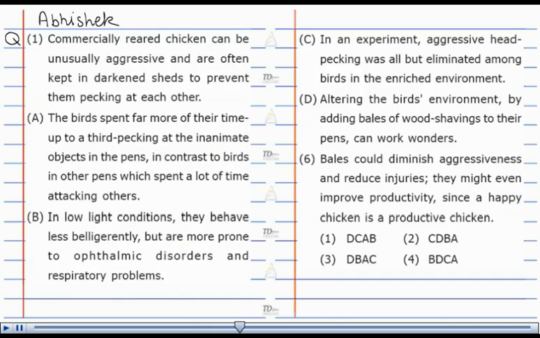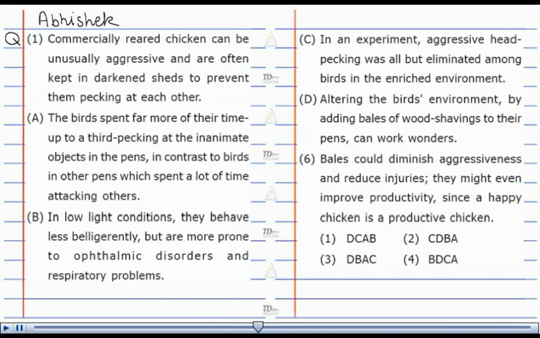Solution. On reading these sentences, the first link that we can obtain here is 1B. Let us see how we get this link. Statement 1: Commercially reared chicken can be unusually aggressive and are often kept in darkened sheds to prevent them pecking at each other. Reading B: In low light conditions they behave less belligerently, and so on. The low light conditions mentioned in B comes from darkened sheds mentioned in statement 1. Hence, the link 1B. The other link that we can obtain is DC.